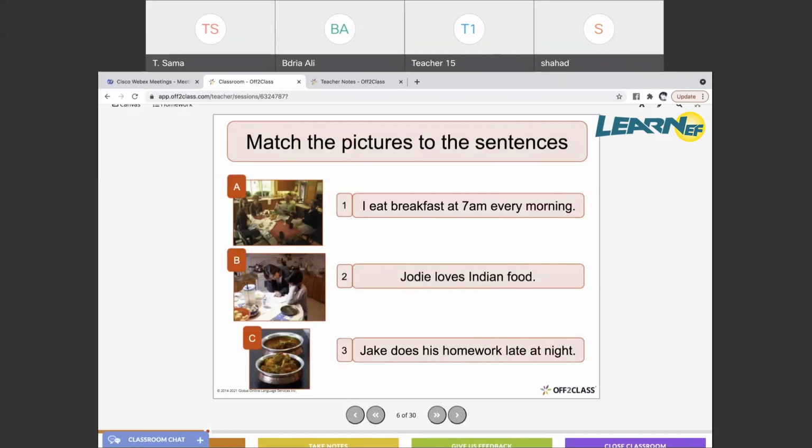General truth. Maybe it's a habit, I think. عادة. So he always does his homework at night, it's a عادة عنده. Okay? طيب, the last one, Badriya. Judy loves Indian food. Is it a habit or a general truth? General truth. Good.